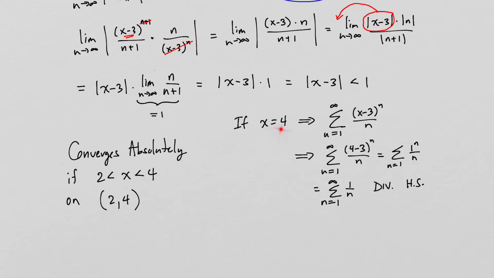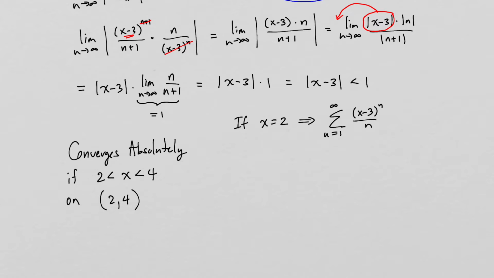So now let's try plugging in x equals 2 to see what we get. So if x is equal to 2, we're going to take the number 2 and plug it into our power series. And when we do that, this power series becomes the sum n equals 1 to infinity of (2 minus 3) to the n power divided by n. This is equal to the sum n equals 1 to infinity of negative 1 to the n power divided by n. And we know that this series converges by the alternating series test.